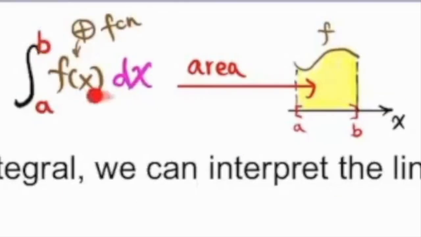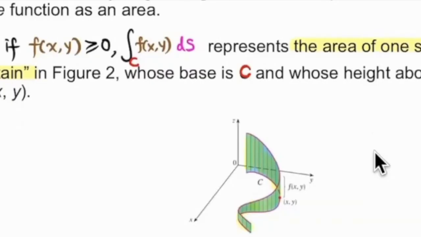This one here corresponds to the area under the curve when this is a positive function. And when this function that we do line integral with is a positive function, that corresponds to the area of one side of the fence or one side of the curtain.